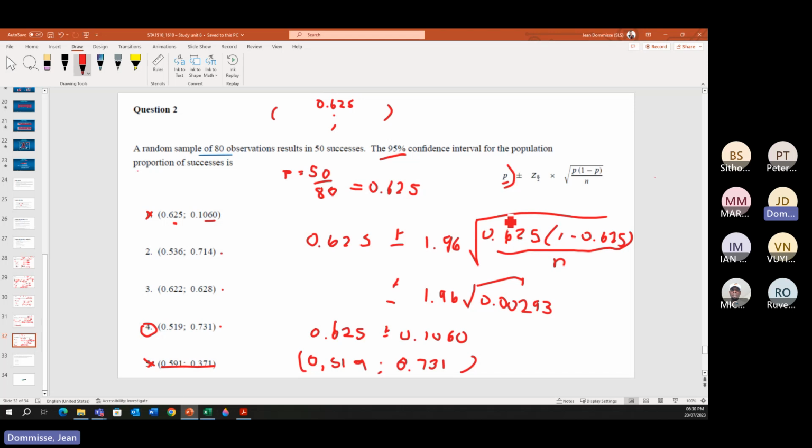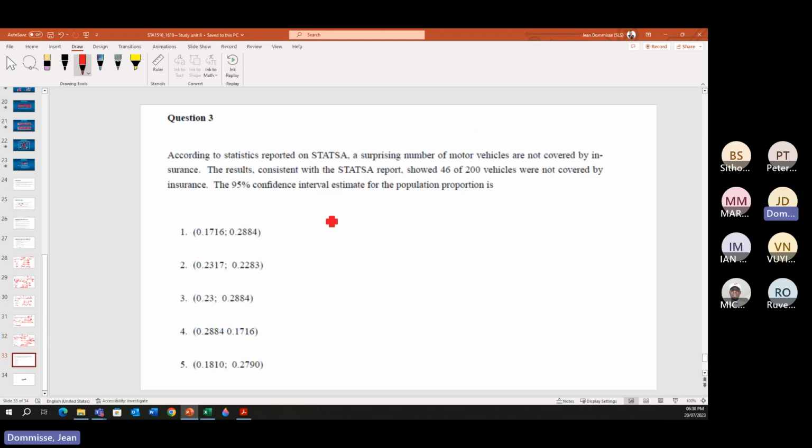And then you work out your margin of error component by using this part. Because it's a proportion, it is always a Z. With 95%, we can automatically say the Z is going to be 1.96. Okay, then the last one of the evening.